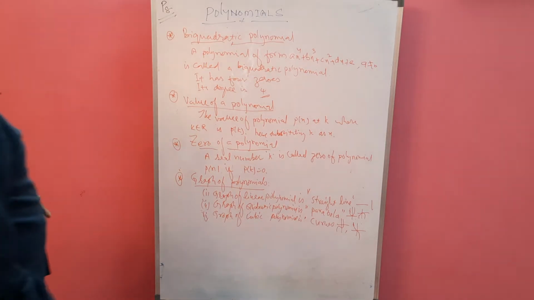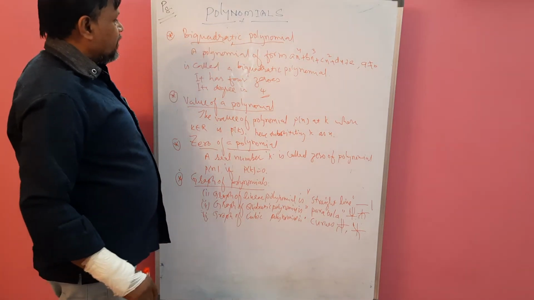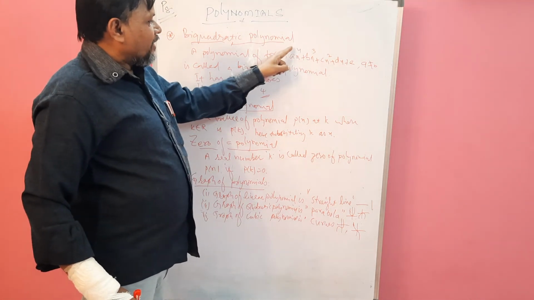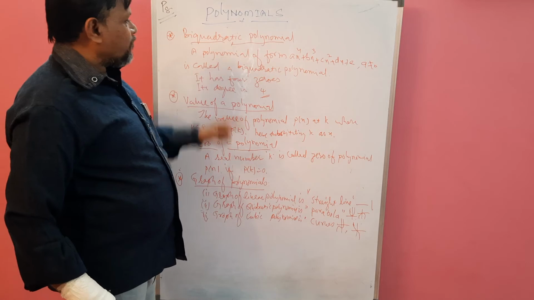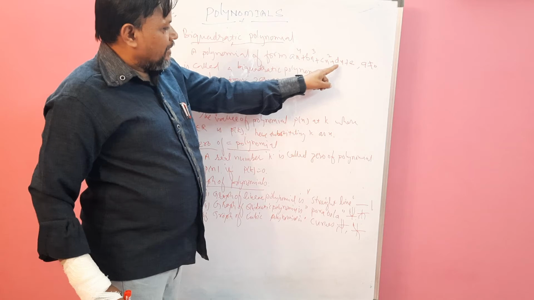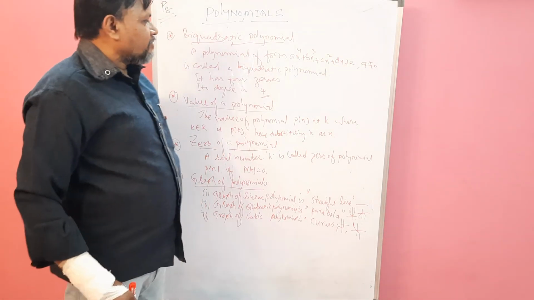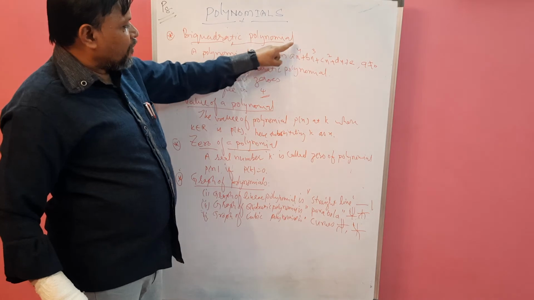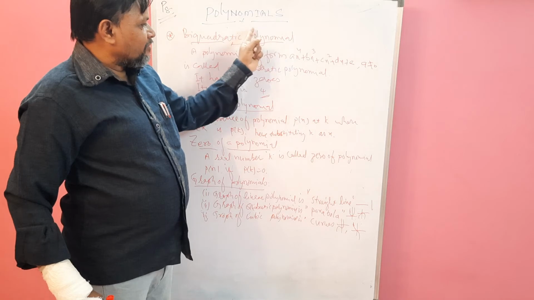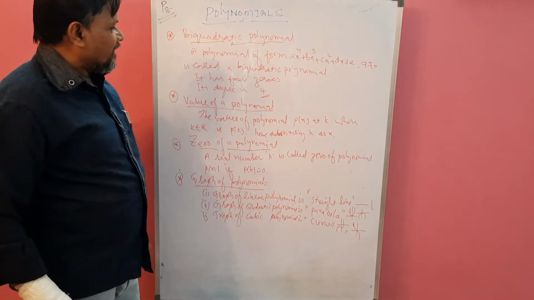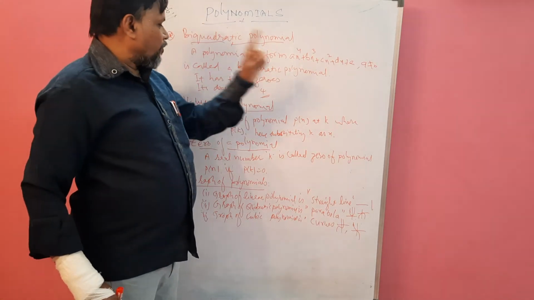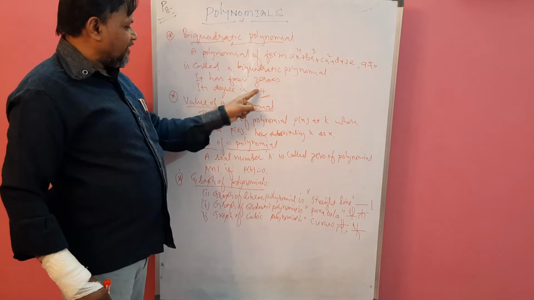Now, biquadratic polynomial. A polynomial of the form ax power 4. If the highest power is 4, we call it a biquadratic polynomial: ax^4 plus bx cube plus cx square plus dx plus e, where a is not equal to 0. If the coefficient of x^4 is 0, these terms remain and the highest power is 3, so it changes to a cubic polynomial. That's why the highest coefficient must be nonzero for a biquadratic polynomial. It has 4 zeros, and its degree is 4.